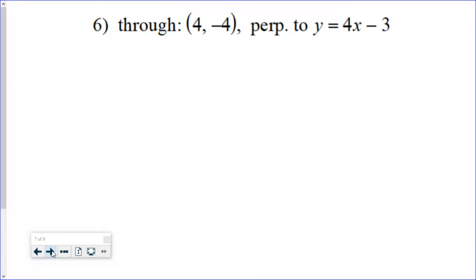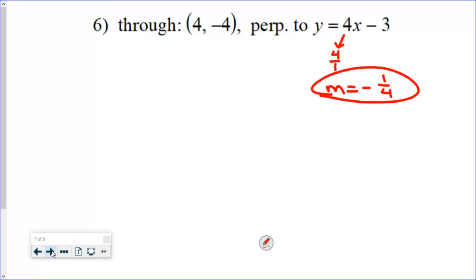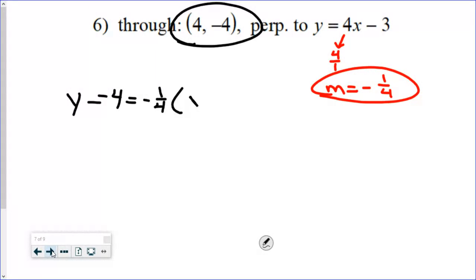Gonna do some more. So think, this is my slope. Perpendicular though, I wanna use the opposite, so it's a negative, and flip-flop it. Now I can't make that into a nice whole number, so I have to leave it as a fraction. I still use this point. So I do y minus the y. Now it's going to be my new slope, x minus the x. Okay?